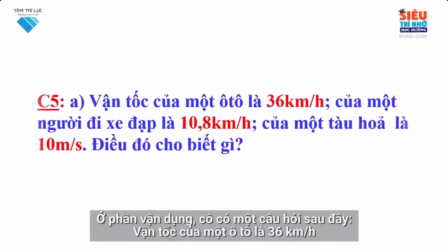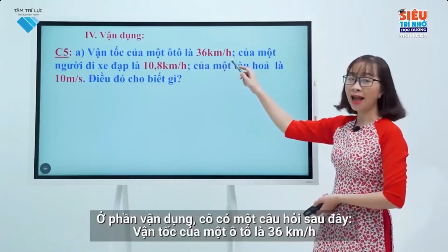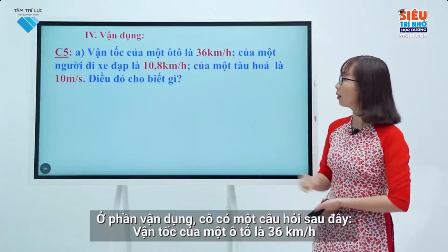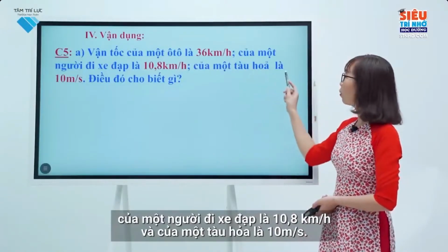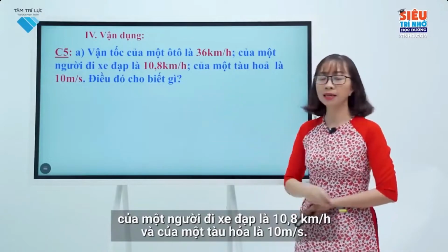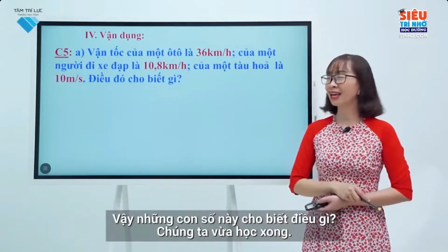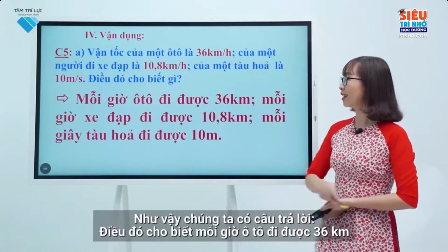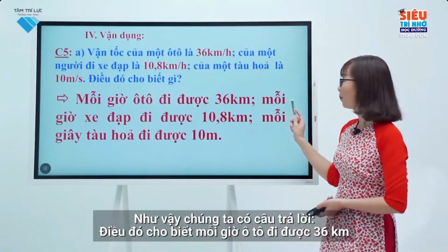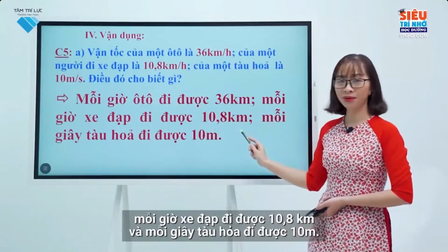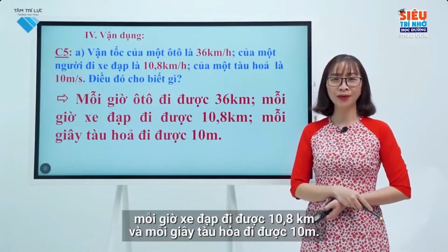In the application part, I have the following question. The speed of a car is 36 kilometers per hour. A biker is 10.8 kilometers per hour. And a train is 10 meters per second. So what do these numbers indicate? We have just learned, so we have the answers. This indicates each hour a car can go 36 kilometers. Each hour a bike can go 10.8 kilometers. Each second a train can go 10 meters.